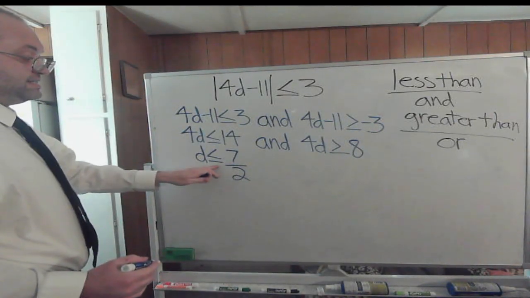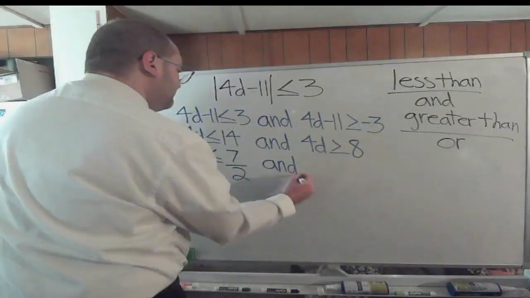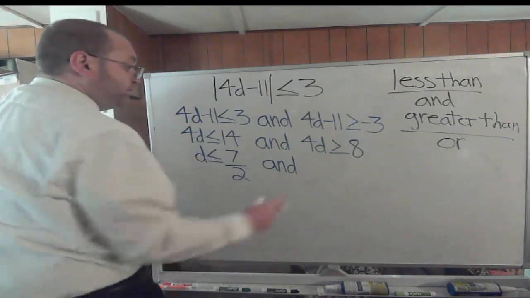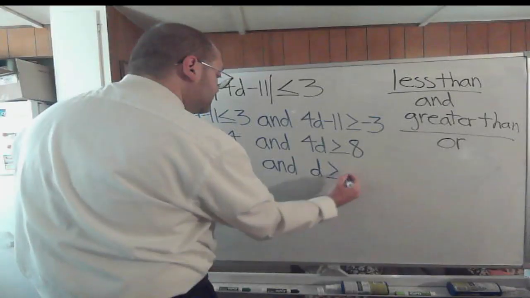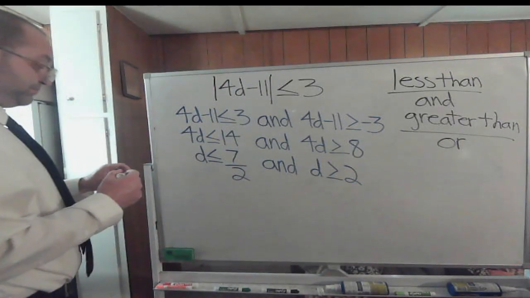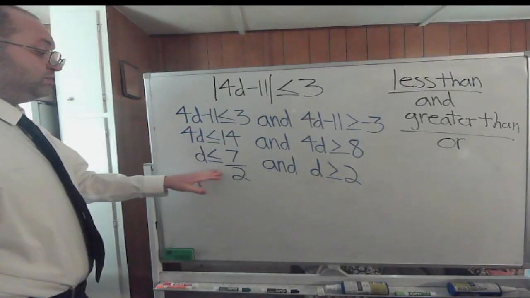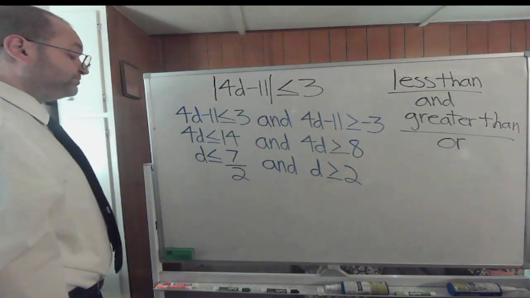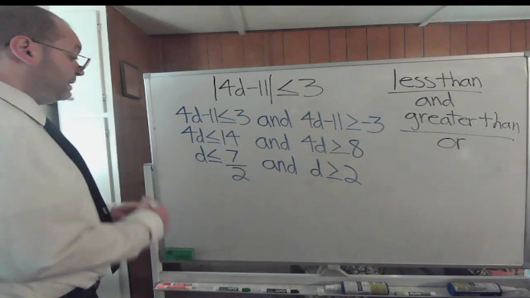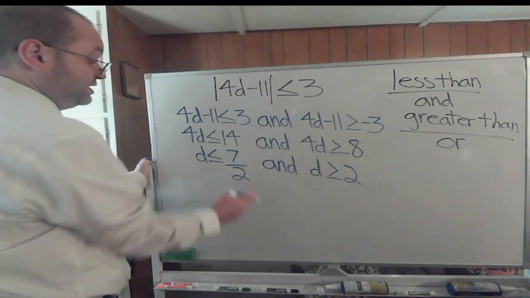So D is less than or equal to 7 halves, and then you do 4D greater than or equal to 8. That would be D is greater than or equal to 2. So now you have D is less than or equal to 7 halves, and D is greater than or equal to 2. Well, 2 is definitely smaller than 7 halves.